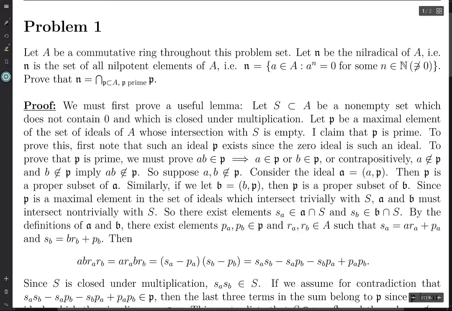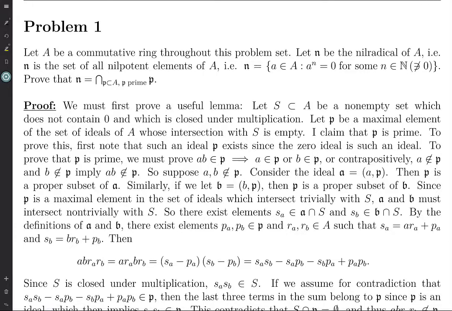But anyways, if you know what's up with ring theory, then you know that this lemma is going to be useful. So suppose we have a non-empty set S, just any subset of A, which does not contain 0 and which is closed under multiplication, and let P be a maximal element of the set of ideals of A whose intersection with S is empty. Certainly such a maximal element exists, but we need to prove that there is such a thing.